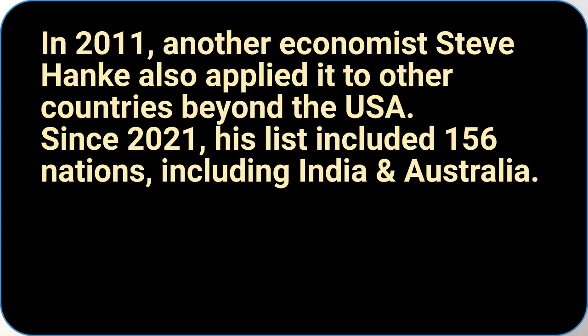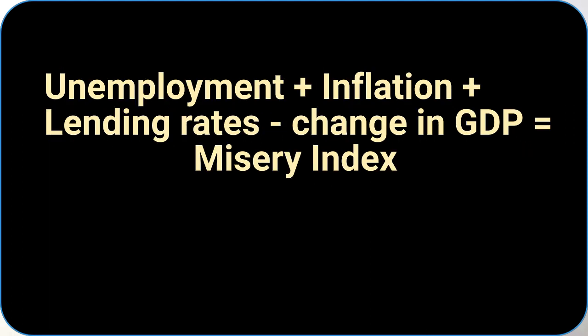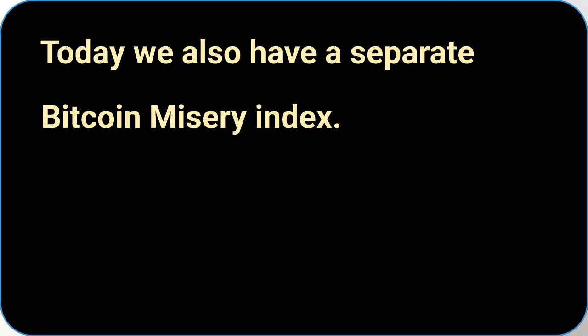In 2011, Johns Hopkins economist Steve Hanke applied this to countries beyond the United States. Hanke's modified annual misery index is the sum of the unemployment rate, the inflation rate, and the bank lending rates minus the change in the real gross domestic product, or GDP, per capita. Even asset classes have created their own misery index, like the Bitcoin misery index. Yes.